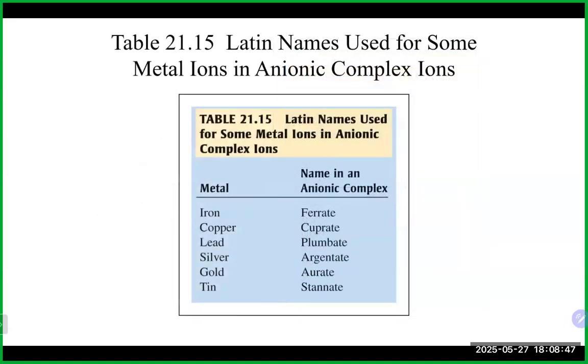Here's what I was talking about, kind of the older school names here. So iron would be ferrate, copper, cuprate, plumbate, argentate, aurate, and stannate, to name some. And again, this is when your complex ion is negatively charged, that you've got to roll with that. If it's positively charged, you roll with the regular name. It's like normal. So positive complex ion, regular name; negative complex ion part, kind of old school name rolling out there.